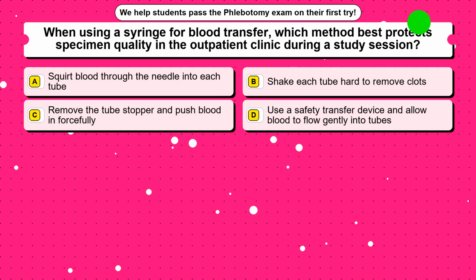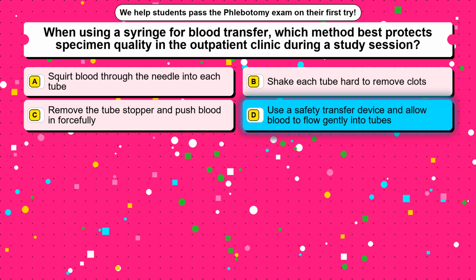Question 64. When using a syringe for blood transfer, which method best protects specimen quality in the outpatient clinic during a study session? Option A. Squirt blood through the needle into each tube. Option B. Shake each tube hard to remove clots. Option C. Remove the tube stopper and push blood in forcefully. Option D. Use a safety transfer device and allow blood to flow gently into tubes.